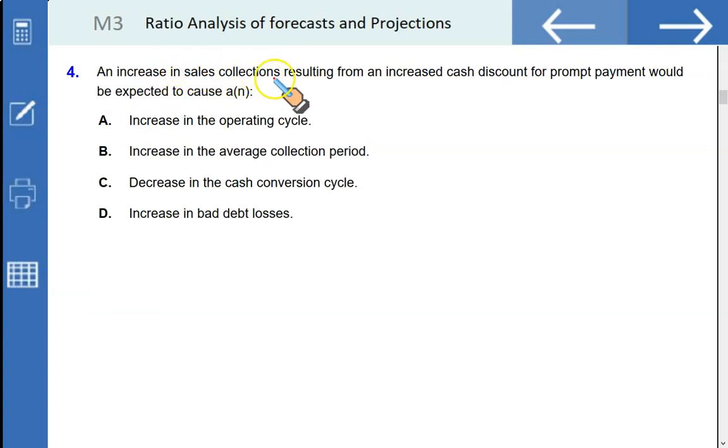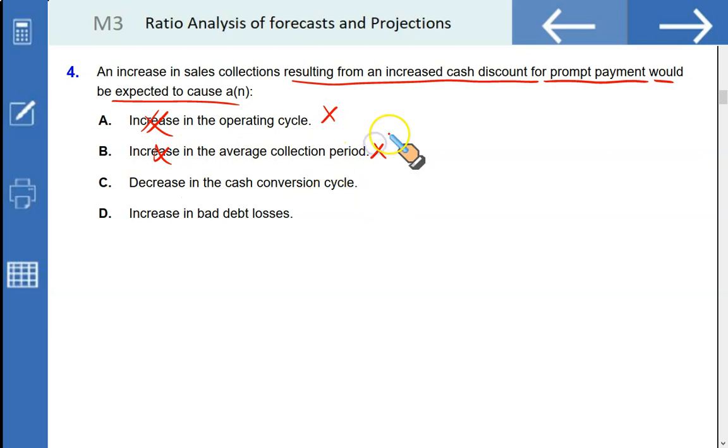An increase in sales collection resulting from an increase in cash discounts for prompt payment would be expected to do what? Sales collections are increasing, so that would decrease your operating cycle. That would decrease your average collection period. Customers will pay you more frequently, right? Decrease in the cash conversion cycle, this is right. When your customers pay you more promptly, your operating cycle reduces, your average collection period falls. In other words, the cash conversion cycle falls.